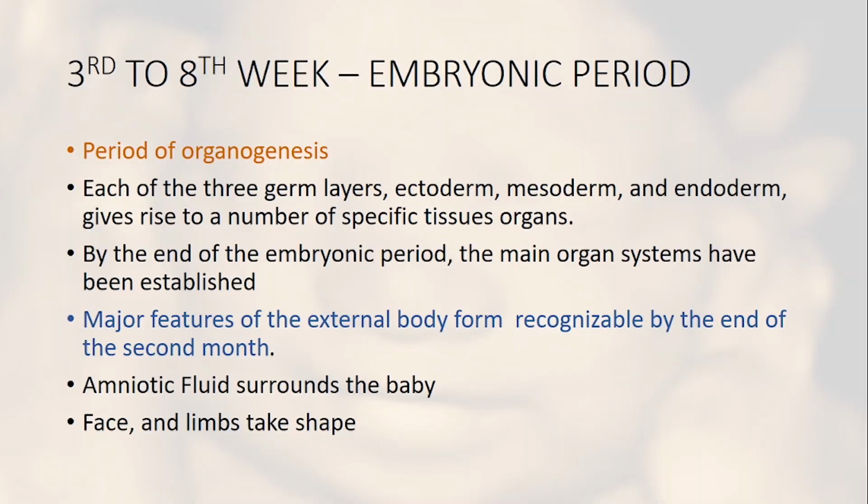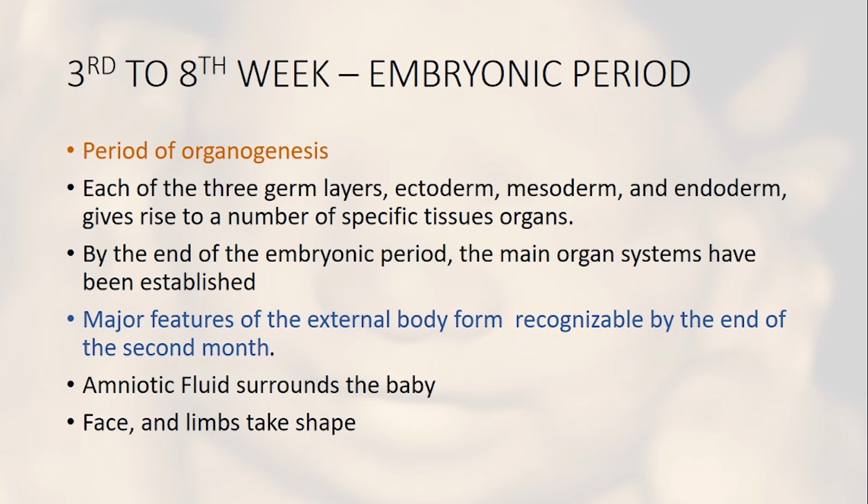So from the 3rd week to the 8th week, that's the period of organogenesis. Each of these three germ layers, which are the ectoderm, the mesoderm, and the endoderm, give rise to a number of specific tissues and organs. And so by the end of the embryonic period, the main organ systems have already been formed. The major features of the external body are also recognizable by the end of the 2nd month. Amniotic fluid is already seen surrounding the baby.